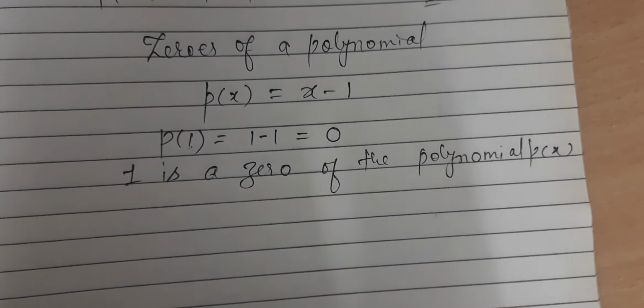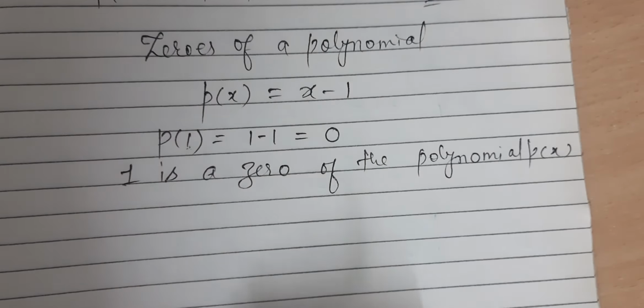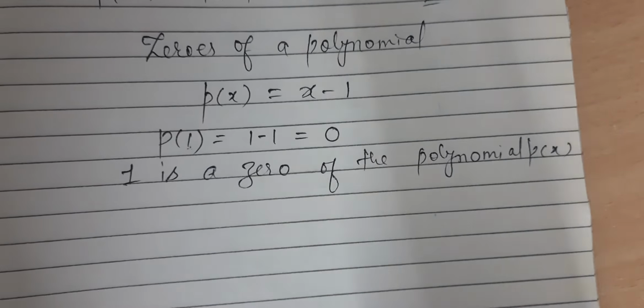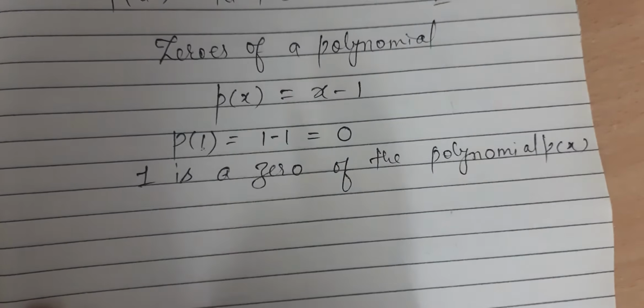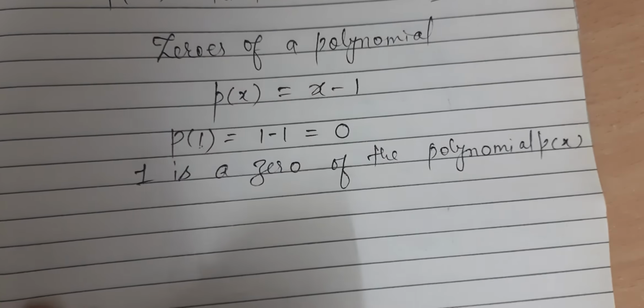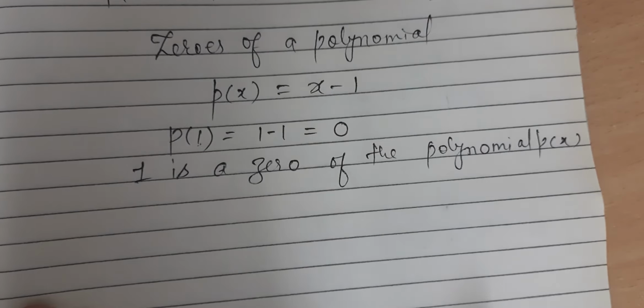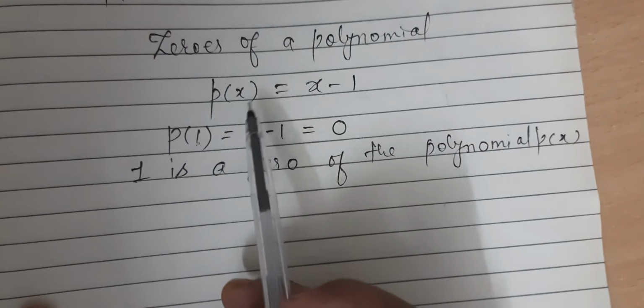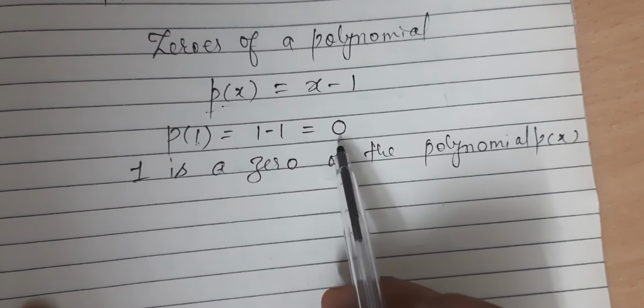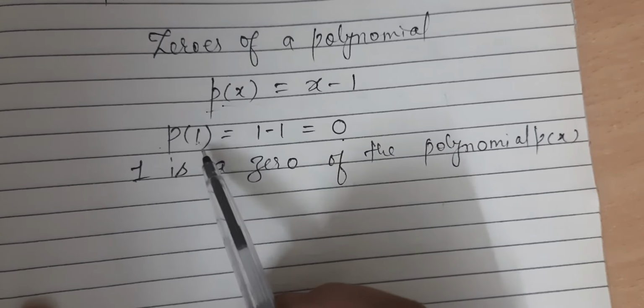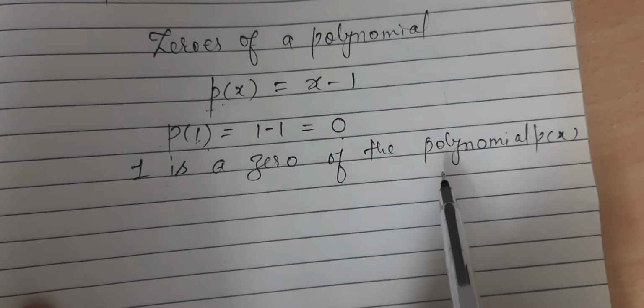Okay, so in simple words, the meaning of the definition of zeros is, so zero means जो zero बना दे. Okay, here this polynomial becomes 0 when you put x equals 1. So 1 is the zero of the polynomial.